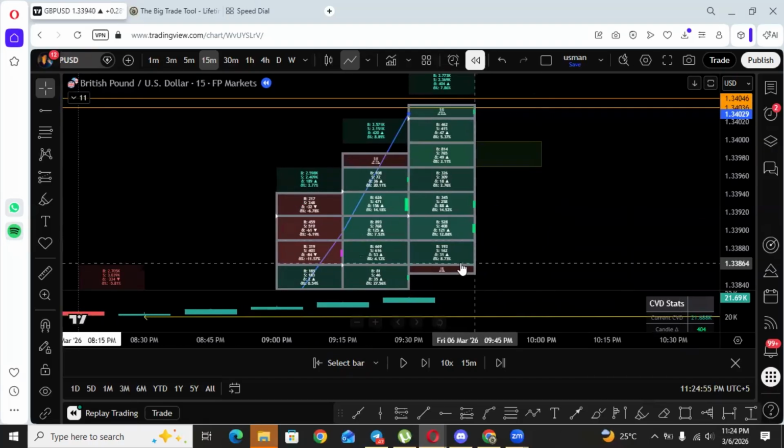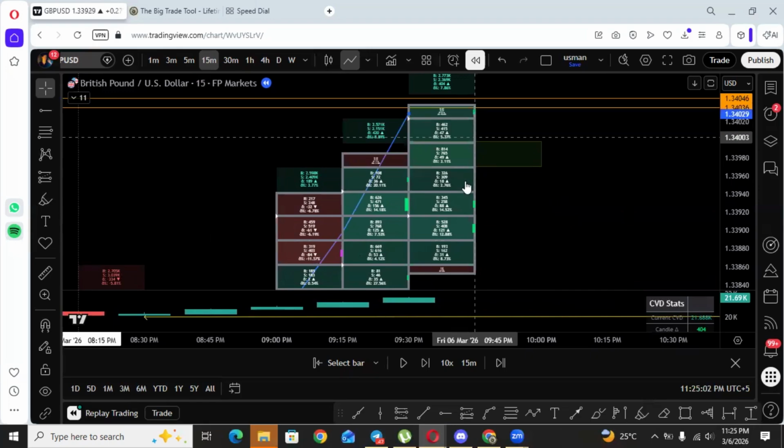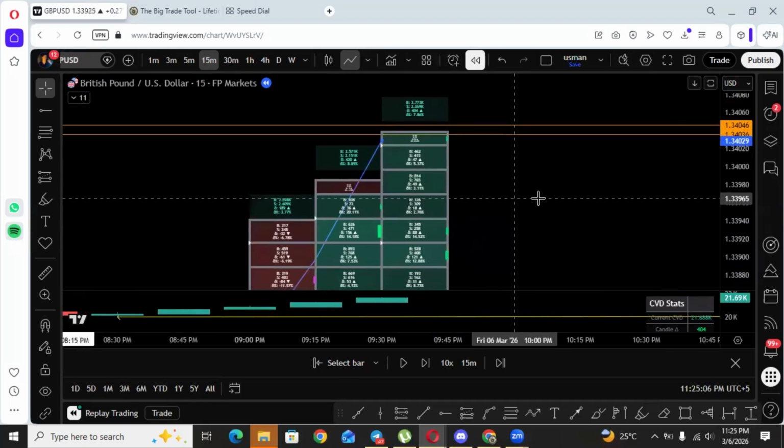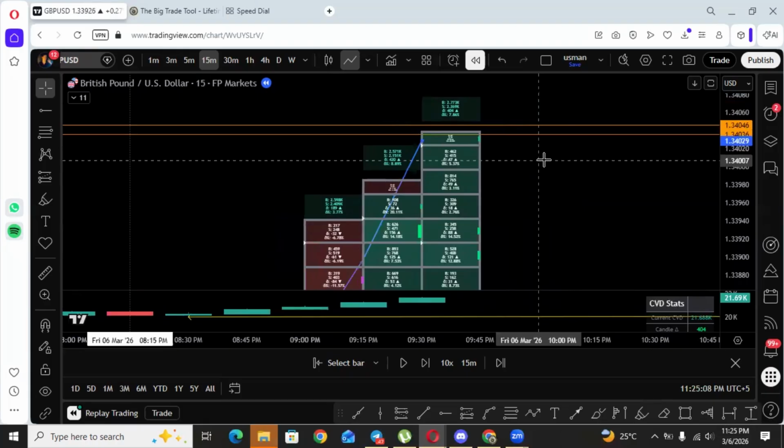Okay, you can see very small selling imbalance at one price level, and all the buying imbalance. So the concept of delta is cleared or not now?